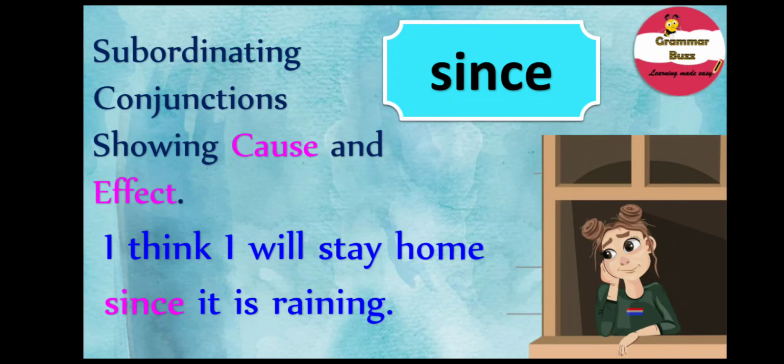Yes, I think I will stay home. Now if we join the two sentences with the subordinating conjunction since, the new sentence is, I think I will stay home since it is raining. So here, since is a subordinating conjunction. You know why? Yes, you already know. Because it comes at the beginning of the dependent sentence, it is raining, and it joins two sentences, the independent sentence and the dependent sentence, together. Well, I guess you have already got the hang of this.